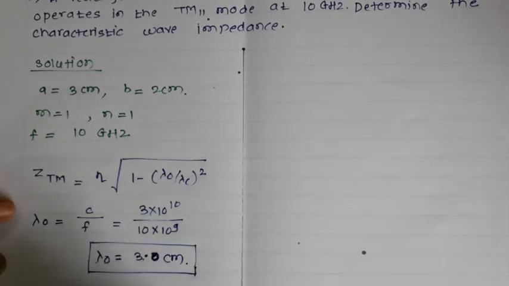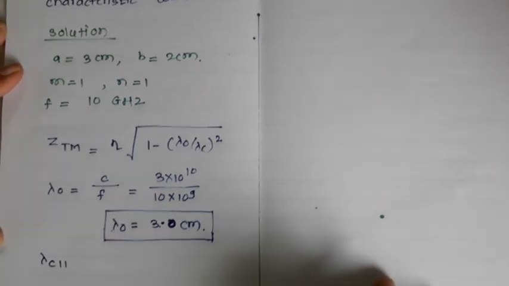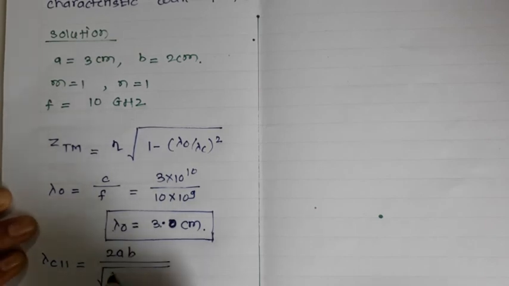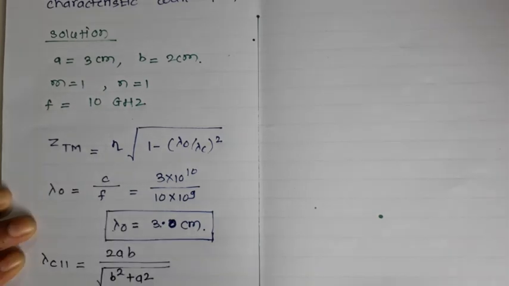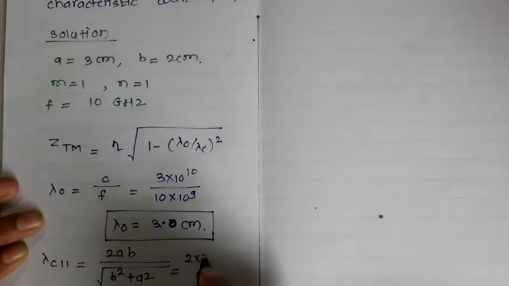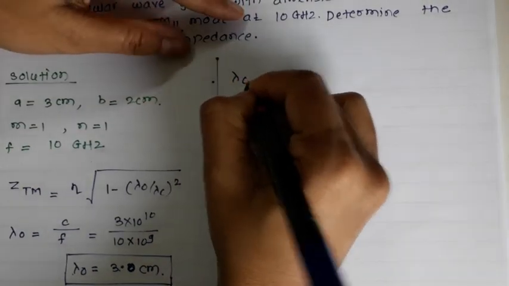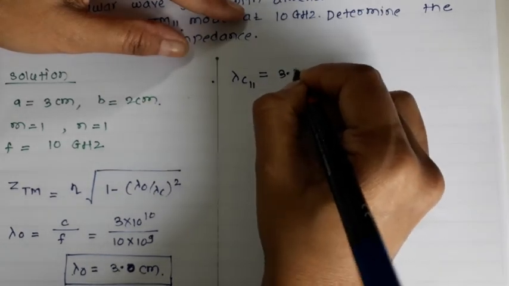Now let us calculate the lambda c for TM11. So lambda c is twice AB divided by root of m square b square plus n square a square, with m and n being 1, so it is b square plus a square. So if you calculate, 2 into 3 into 2 divided by root of 2 square plus 3 square, you will get the value of lambda c11 equal to 3.328 centimeters.